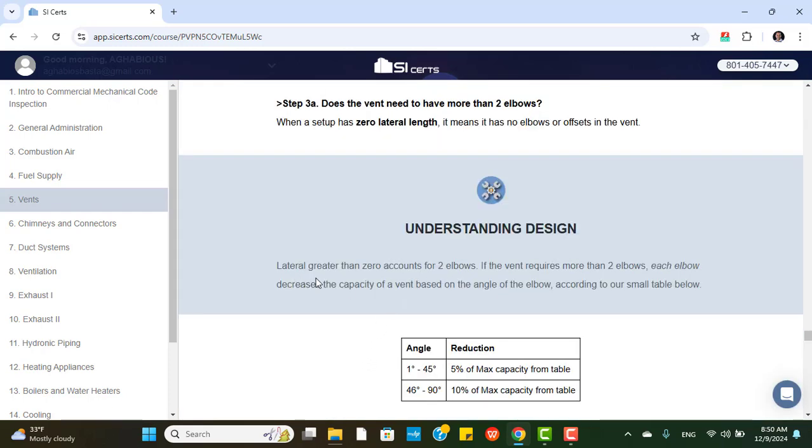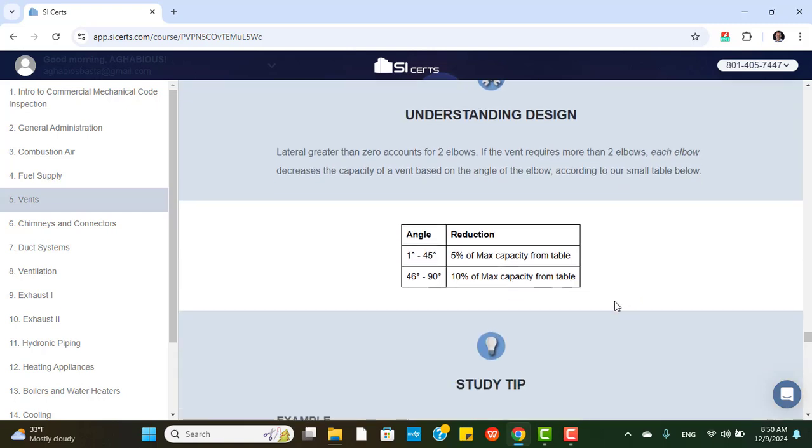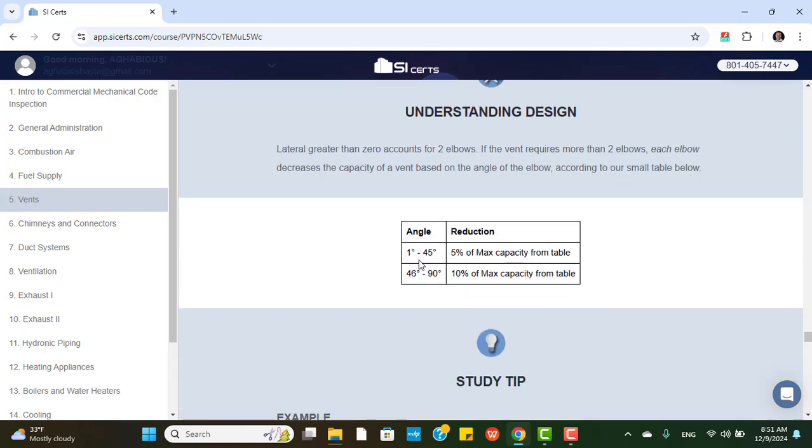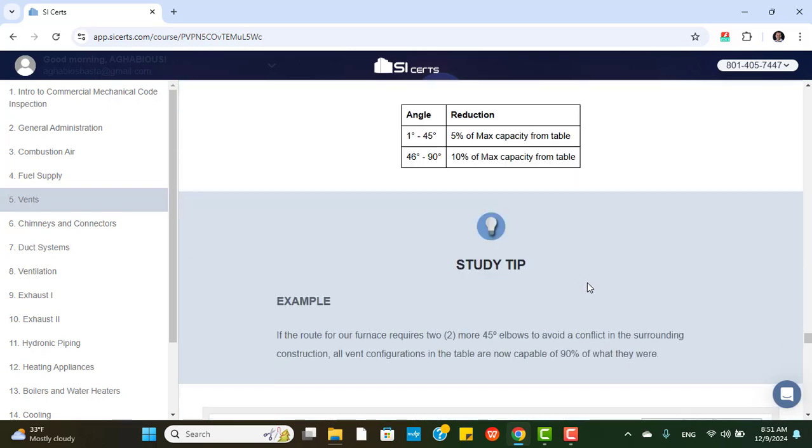Understanding design, lateral greater than 0 accounts for 2 elbows. If the vent requires more than 2 elbows, each elbow decreases the capacity of the vent based on the angle of the elbow according to our small table below. As we see here, for the angle from 1 to 45, the reduction will be 5% of maximum capacity from the table, and from 46 to 90 it will be 10% of maximum capacity from the table.